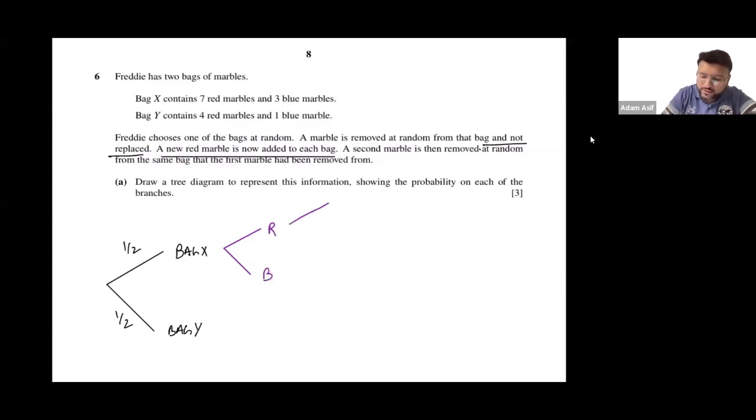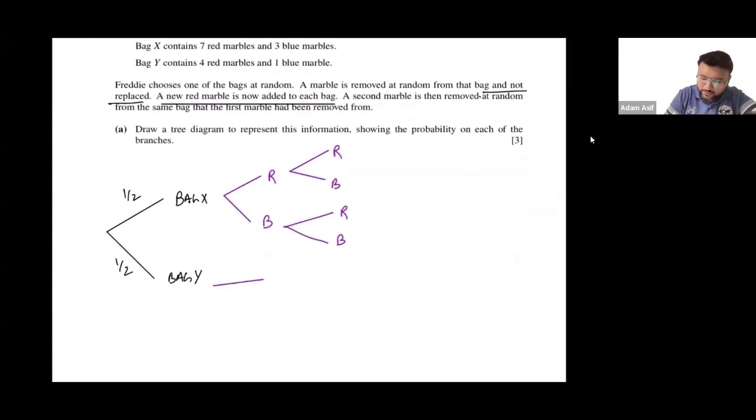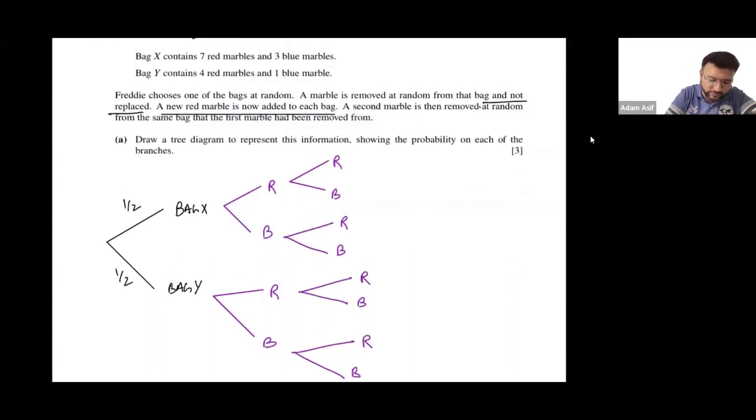If the first marble is a red, then the second marble can be a red or a blue. If the first marble is a blue, the second marble can be a red or a blue. Same thing for bag Y: red, blue, and then red, blue. But let's see how the probabilities are going to be written.